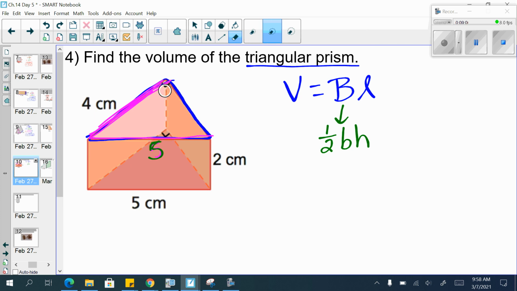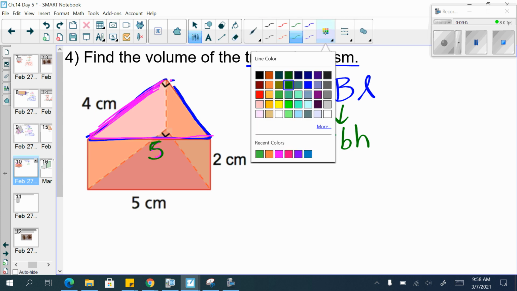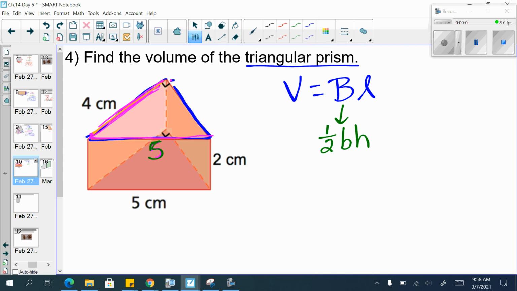But here's the thing. The base and height in a triangle have to be perpendicular, remember. So that means this and this are the base and height. We know that we could use 4 as the base, but we don't know the height at this moment. How can I find this right here?